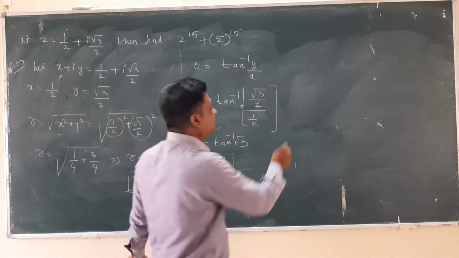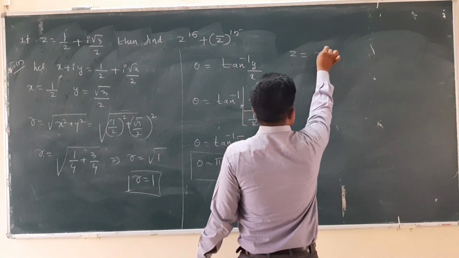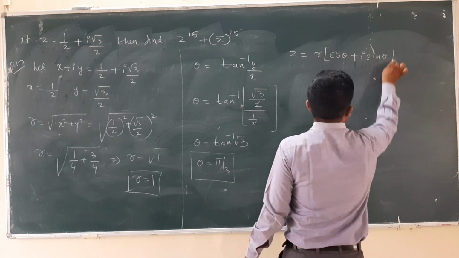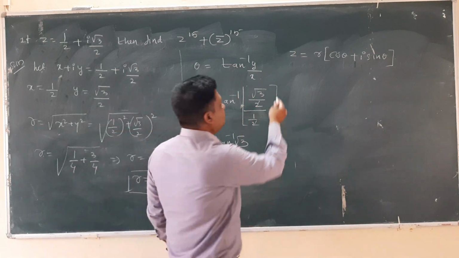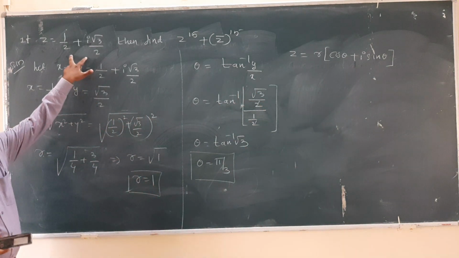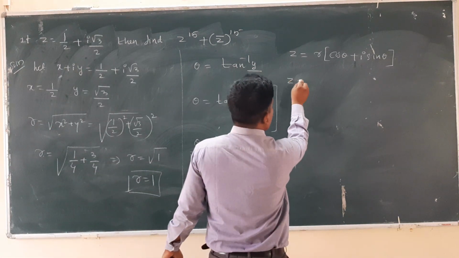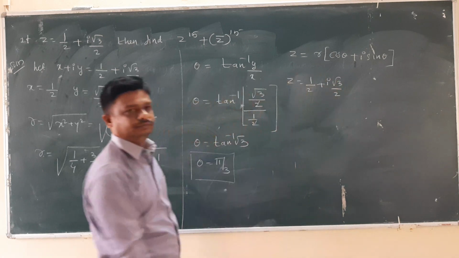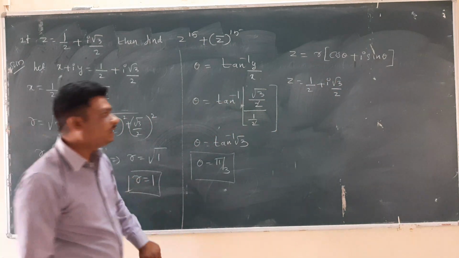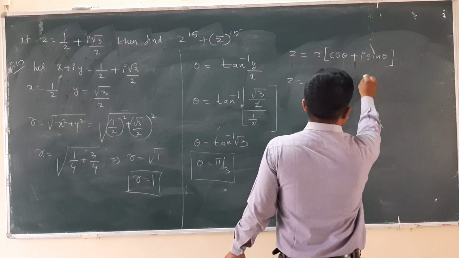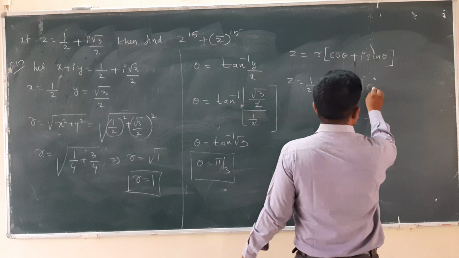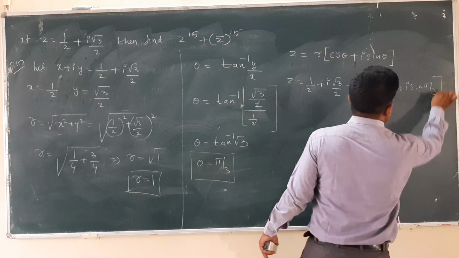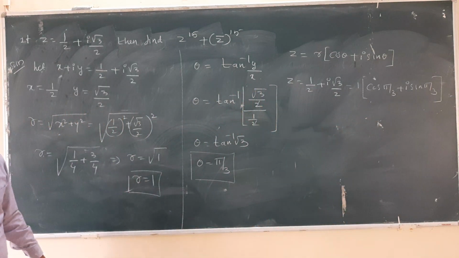Then, we know that the polar form is given by z is equal to r (cos theta plus i sin theta). So z means what? The given function, that is 1 upon 2. z is equal to 1 upon 2 plus i root 3 upon 2. So then what is r here? 1. So z is 1 times (cos pi by 3 plus i sin pi by 3).